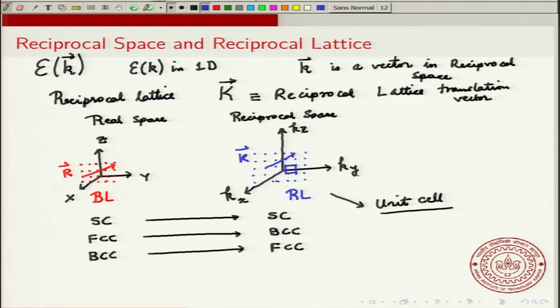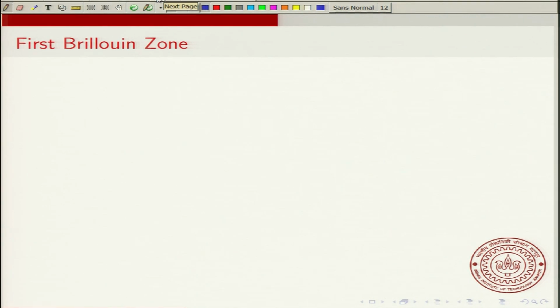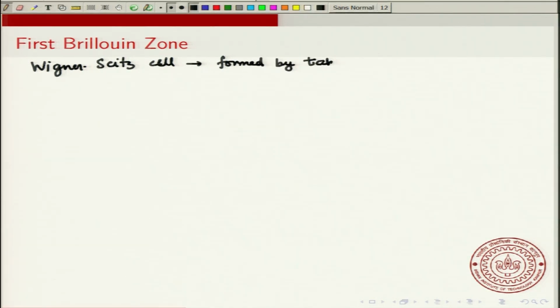Now, one particular unit cell which is of interest to us is called the Wigner-Seitz cell. This Wigner-Seitz cell is a unit cell that is formed by taking intersections of several surfaces.